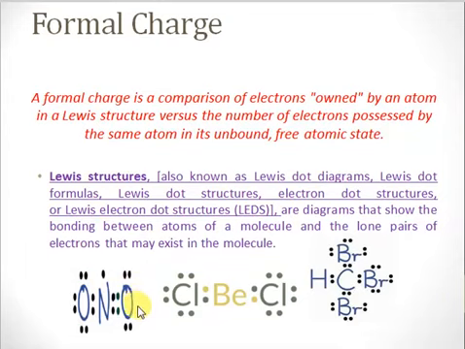Similarly, if you see here, this oxygen, you can count the electrons. This oxygen has 6 electrons. Just see, the number of electrons possessed by this oxygen and this oxygen are different, although both are oxygens.